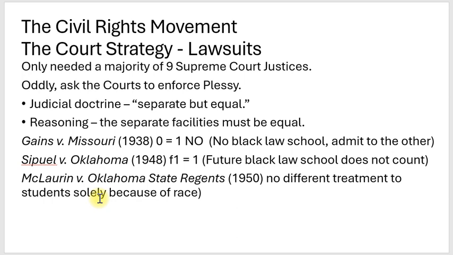Now, this was a slow process. It didn't happen quickly. Plessy versus Ferguson is 1896. Gaines versus Missouri isn't until 1938. Then in Sipuel versus Oklahoma, the NAACP, the Civil Rights Movement, simply asked another law school question: does a future black law school equal a current white law school? So now there's going to be a future black law school with a current white law school.